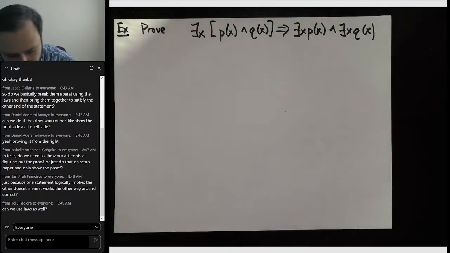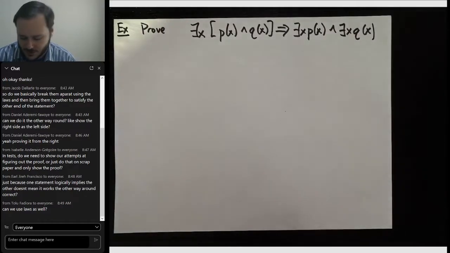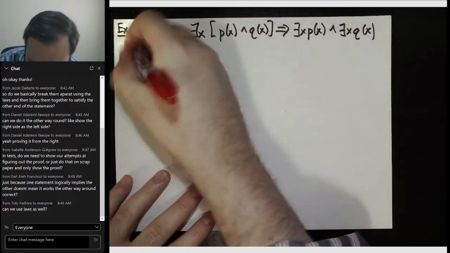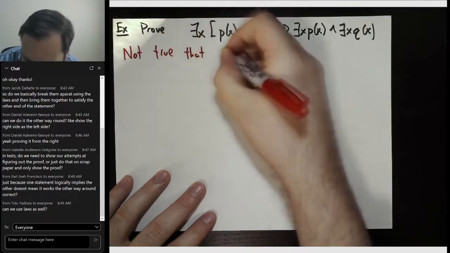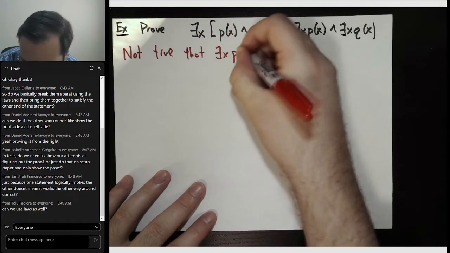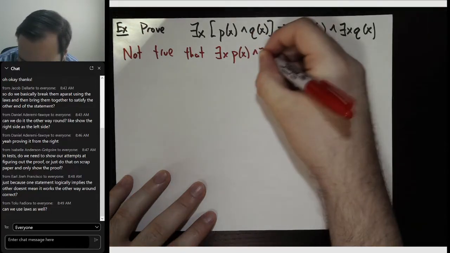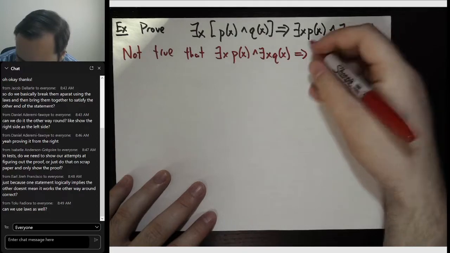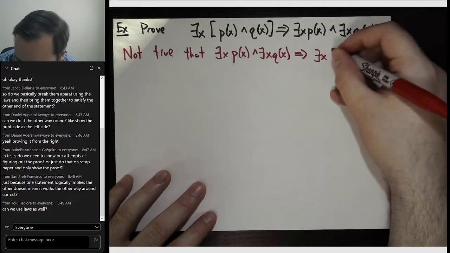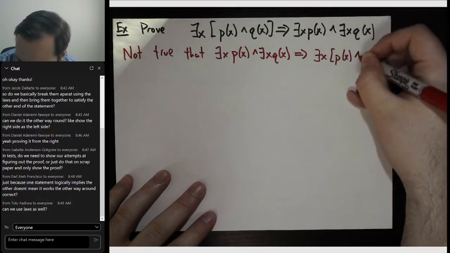And let me just explain why in words. I won't prove it, but it is not true that there exists an x, P of x, and there exists an x, Q of x, logically implies there exists an x, P of x and Q of x.